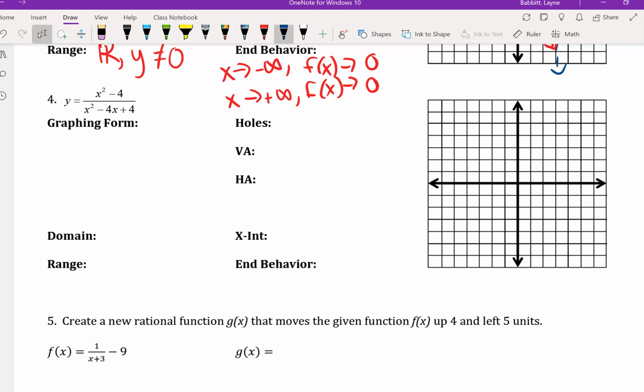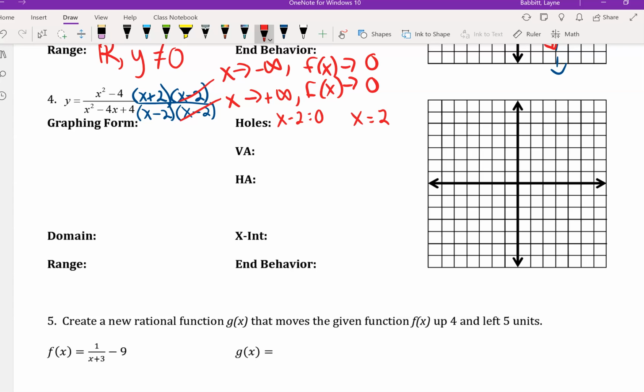So finding the holes, factor and cancel out holes. When I factor this, this factors to x plus 2 times x minus 2, because that was a difference of perfect squares. And then this, what multiplies to 4 but adds to negative 4? Well, that's negative 2 and negative 2. So there is going to be a hole at x minus 2 equal to 0. So it's going to be at x equals 2 is where the hole is located.